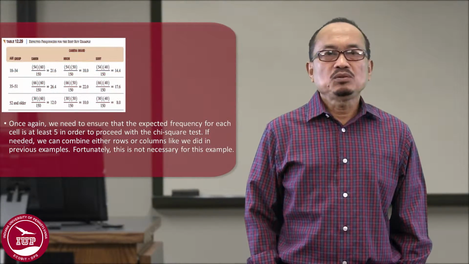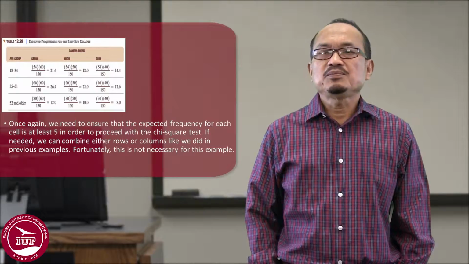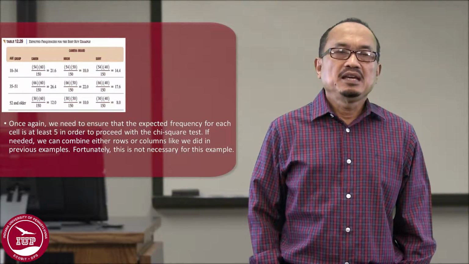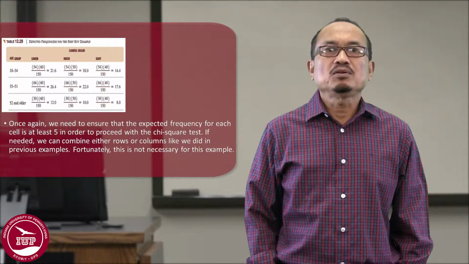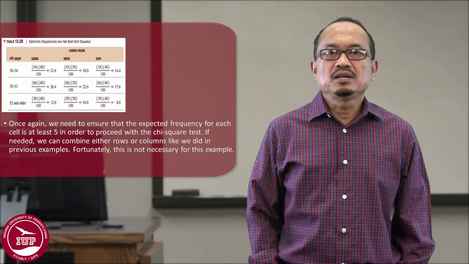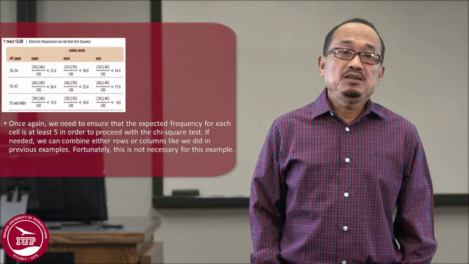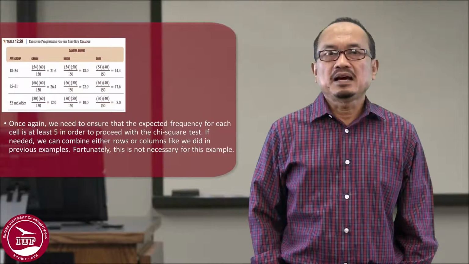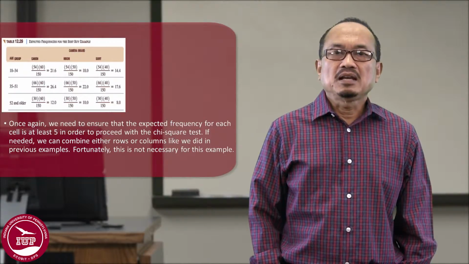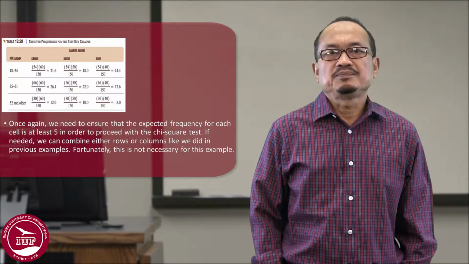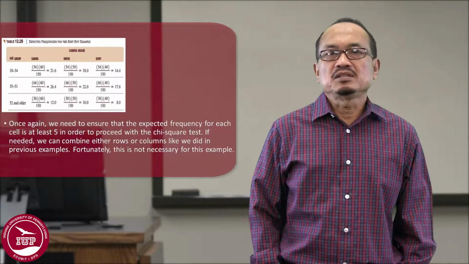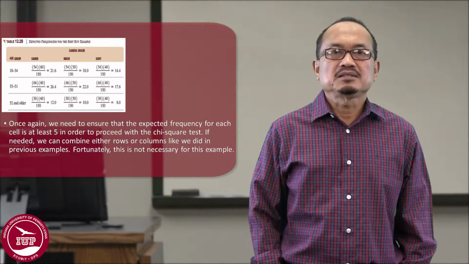Once again, we need to ensure that the expected frequency for each cell is at least 5 in order to proceed with the chi-square test. If needed, we can combine either rows or columns like we did in the previous example. Unfortunately, this is not necessary for this example.